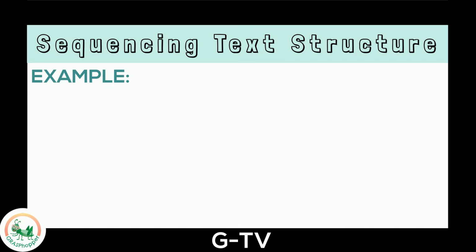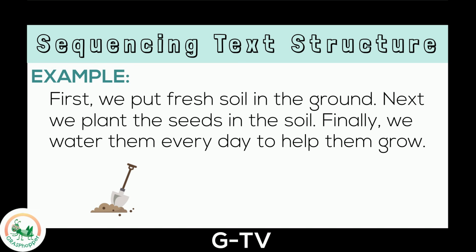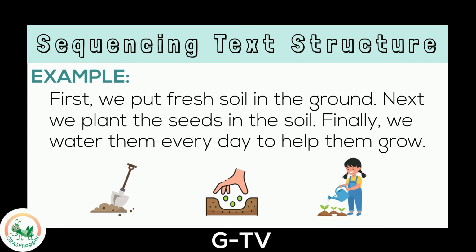Here's an example. First, we put fresh soil in the ground. Next, we plant the seeds in the soil. Finally, we water them every day to help them grow. This example shows the exact order needed to grow plants. The steps cannot be changed. You wouldn't start by watering the plants because that wouldn't make any sense. That's not the right sequence of events.